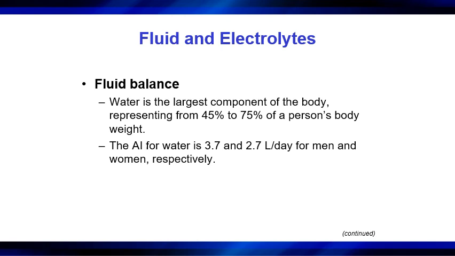Particularly when we're talking about individuals who are physically active, competitive athletes, maintaining a hydration level is going to be extremely important. The adequate intake for water, for men and women respectively, is about 3.7 liters for men and 2.7 liters for women. That's a little over 125 ounces for a male and a little over 91 ounces for a female. For pregnant and lactating women, they actually increase that slightly.